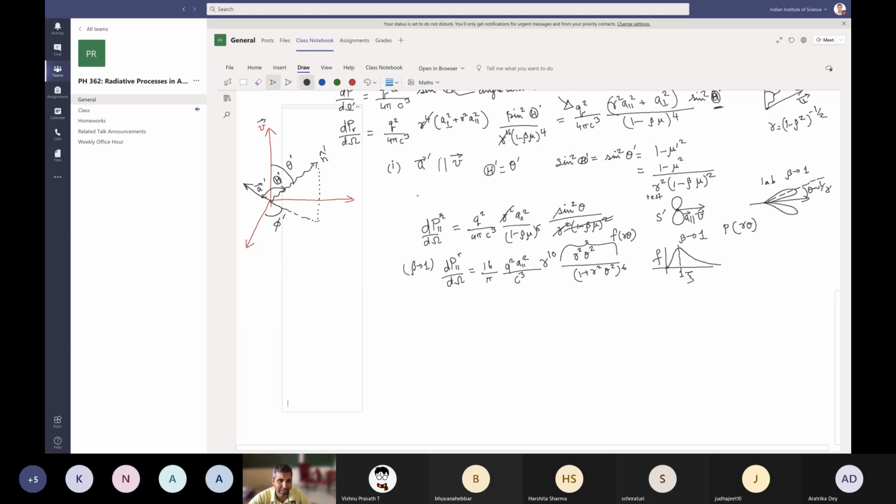Now this is the parallel case. Second case is the perpendicular case. So A prime is perpendicular to velocity. What happens in that case? This A prime is here basically along this direction, along x direction. So what happens in this case? Let's see.